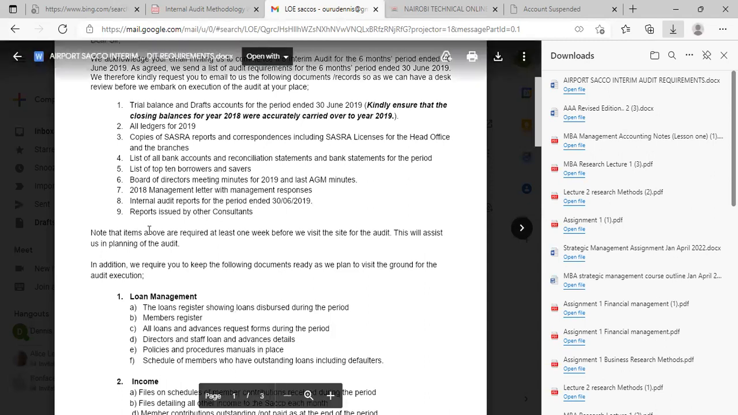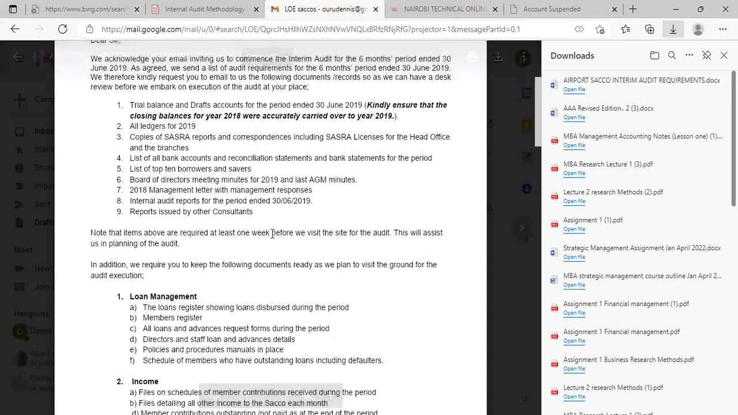Now, note that items above are required within 1 week before we visit the site. This will assist us in planning. You require them during planning for the audit. In addition, we also request the following.